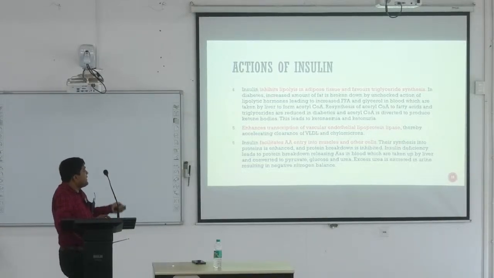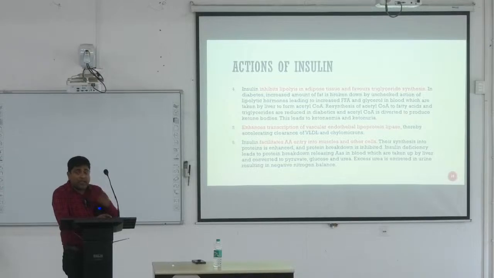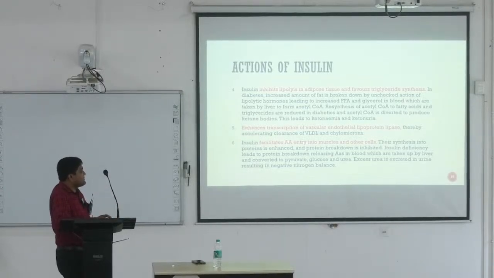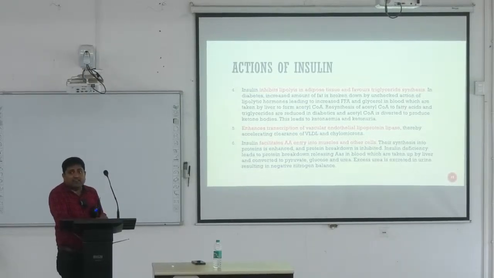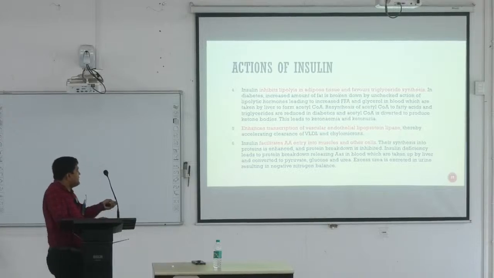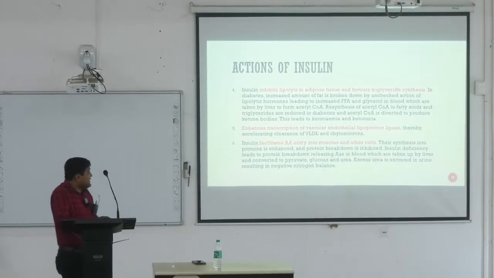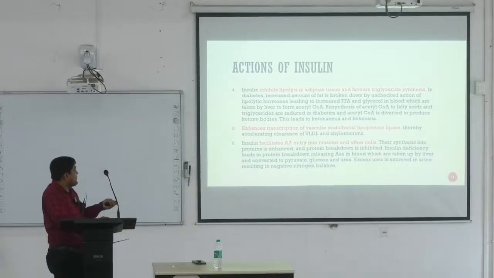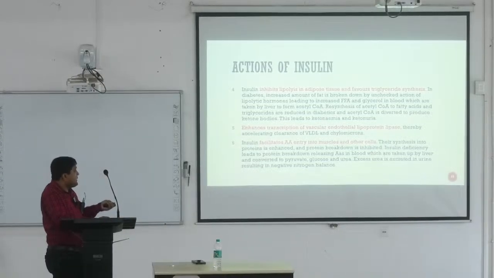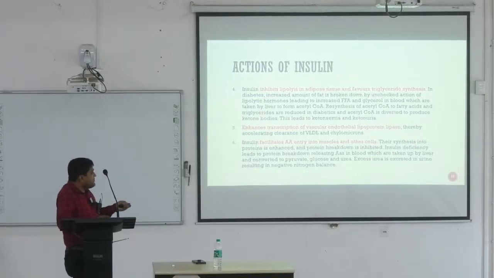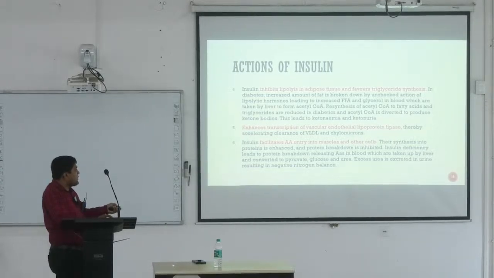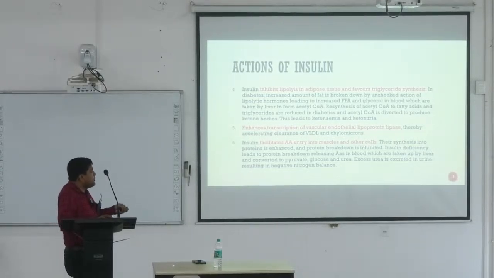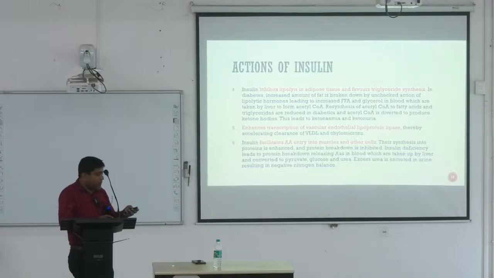Again, insulin enhances transcription of lipoprotein lipase, thereby accelerating clearance of chylomicrons and VLDL. Insulin also facilitates amino acid entry into muscles and other cells. Hence in diabetic subjects, protein breakdown is increased, leading to more amino acids in the blood, which are taken up by the liver to form glucose and urea. Excess urea is excreted in urine, resulting in negative protein balance.